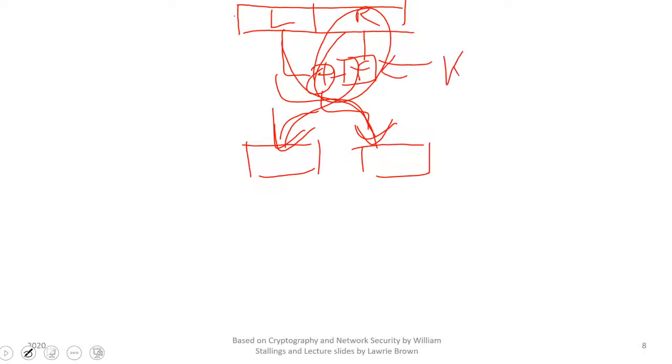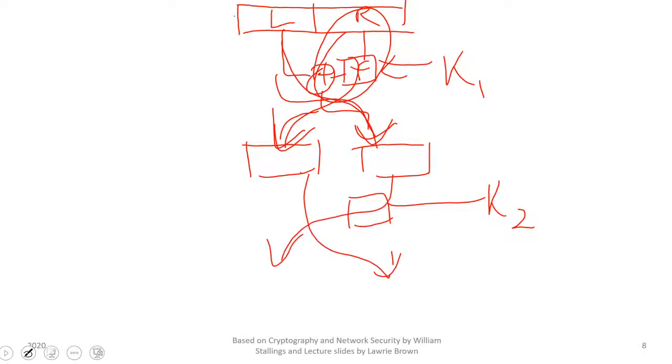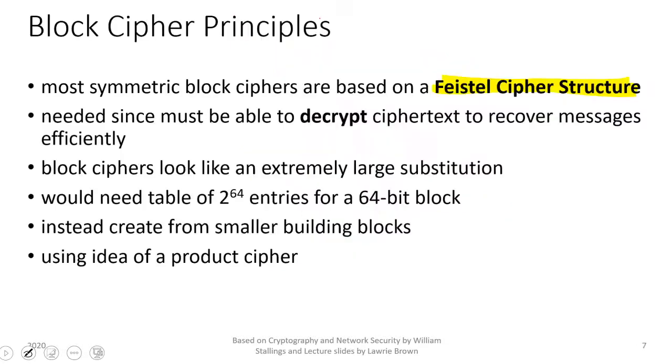This function uses a particular key, or part of a key. Then the same is repeated again, with the function using another part of the key, and again this side comes here and this side comes here. This basic structure is what we call the Feistel cipher structure, and most of these symmetric block ciphers are based on this particular structure.